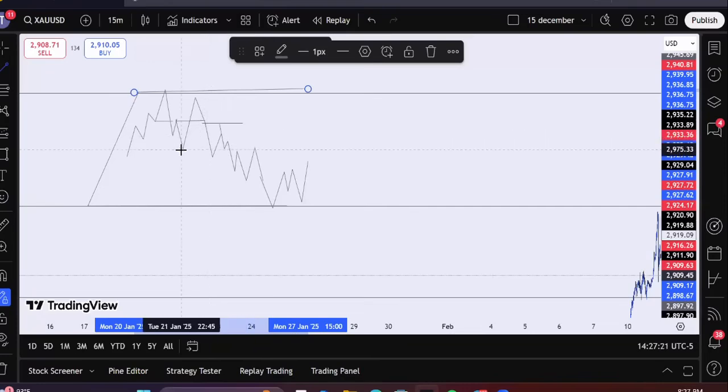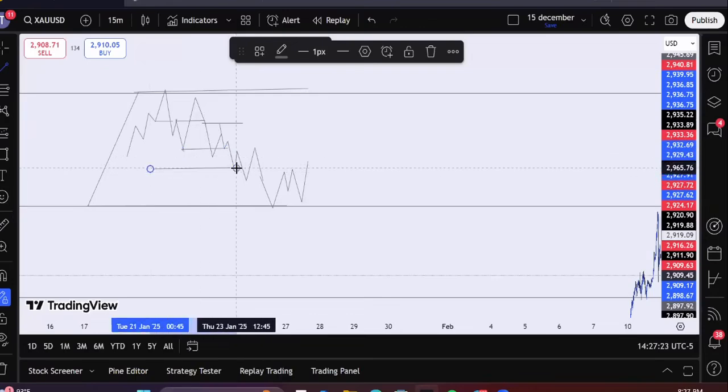Don't start looking for buys from any other blocks here and here. Price may react from there, but eventually you will fail because you're not trading in line with what the higher time frame is saying.